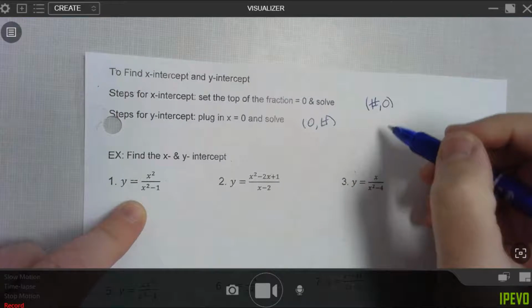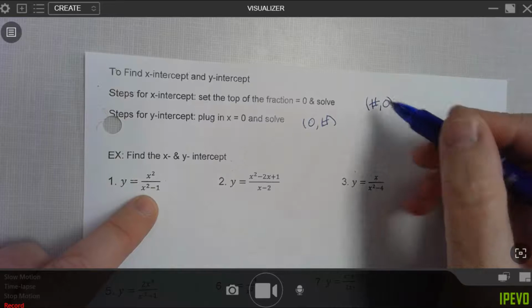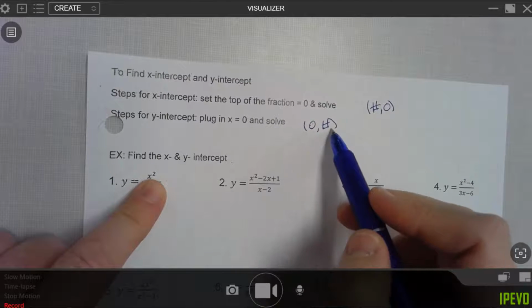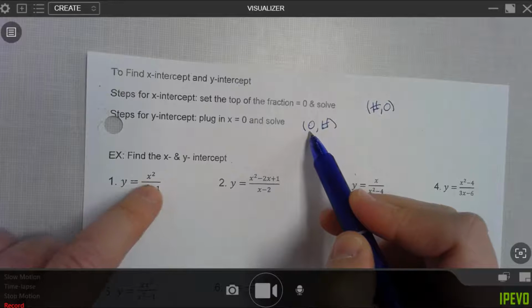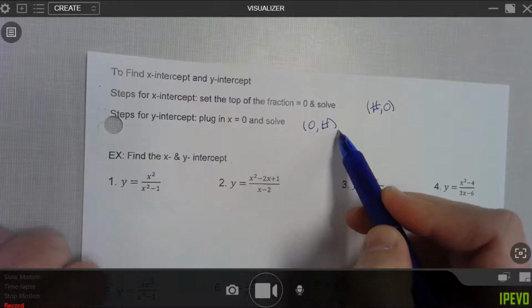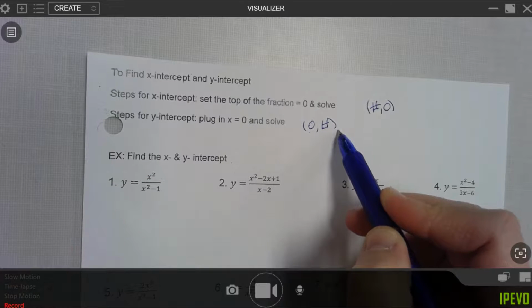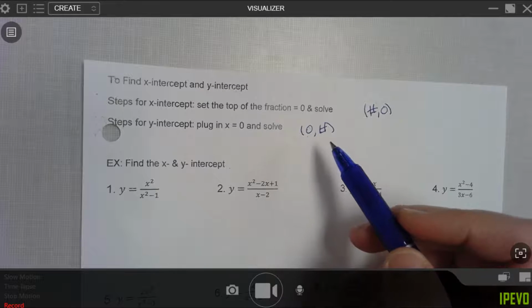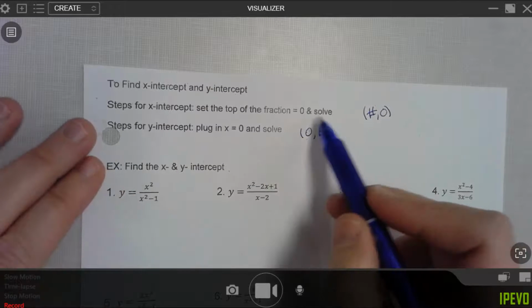So this is saying I need my whole fraction equals 0. The whole fraction equals 0 when your top equals 0. That's why. And then this one right here, x equals 0, means you plug in 0 for your x's, and then that will give you your y value. So when I was having you do that on 8.2, that was really the y-intercept that I was having you find when you plugged in 0.